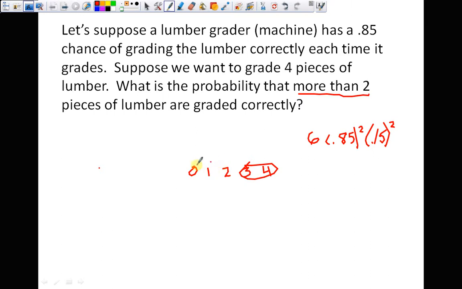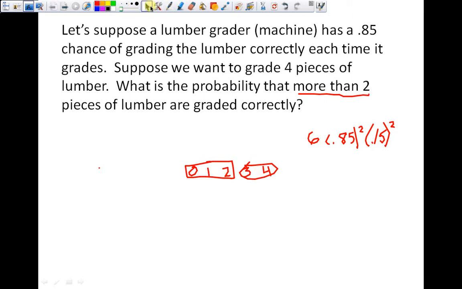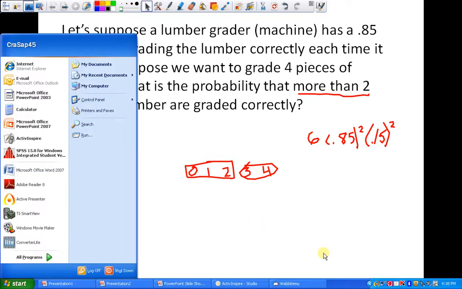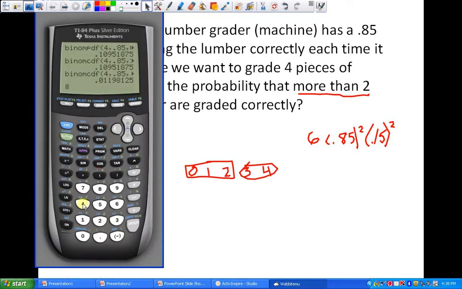But what we're going to do is we're going to take the probability of this and subtract it from 1. Because we know that the probability of getting 0, 1, 2, 3, or 4 successes, they all have to add up to 1, or 100%. So we're going to do binomial CDF of 2, and then subtract that from 1 to get 3 and 4.